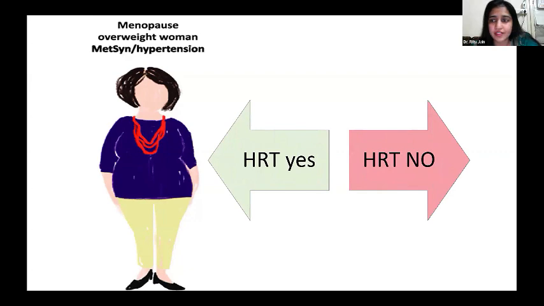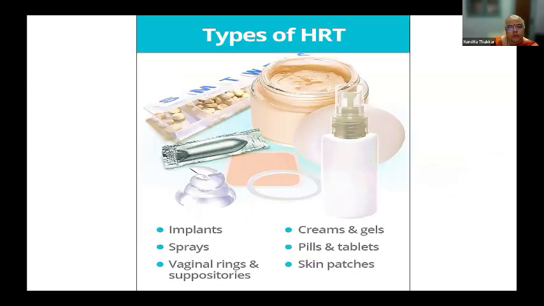Supposing you have a patient who has metabolic syndrome and hypertension. She is menopausal, overweight, hypertensive, with metabolic syndrome. These are the four cues that are there. What do we do if the patient asks for hormone therapy? Would the panelists consider it at all?